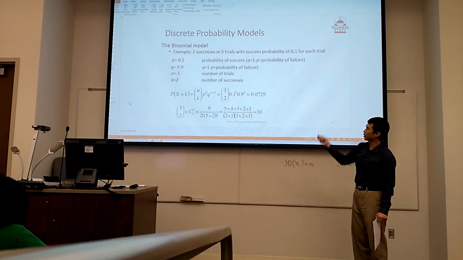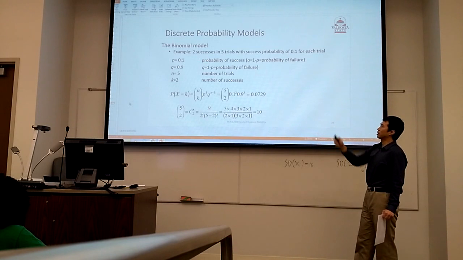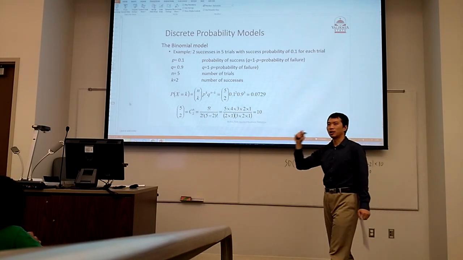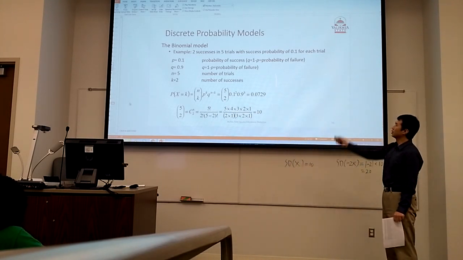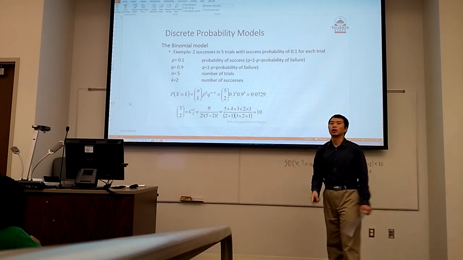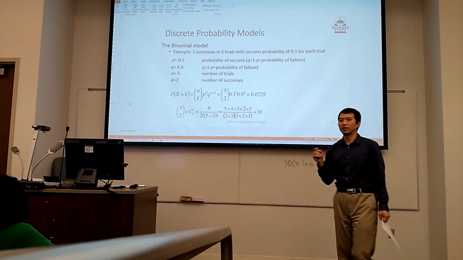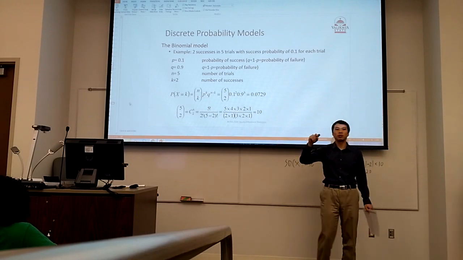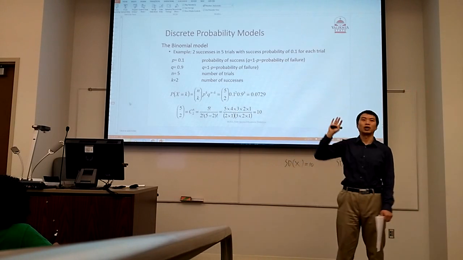Let's see one example. 2 successes in 5 trials. We have 5 trials, and we are interested in 2 successes. For each trial, the probability of success is 0.1, 10%. We want to know the probability that we have 2 successes out of the 5 trials.